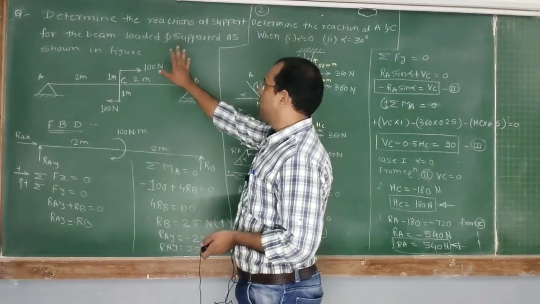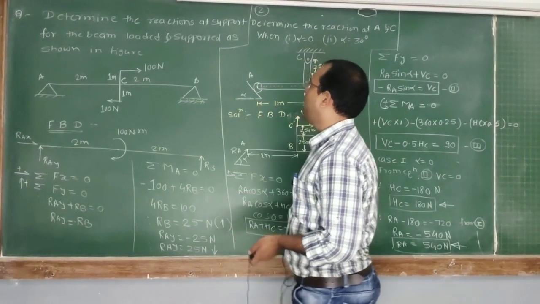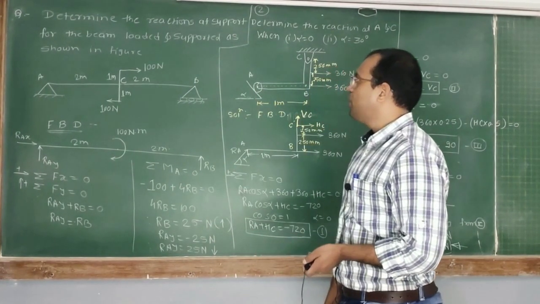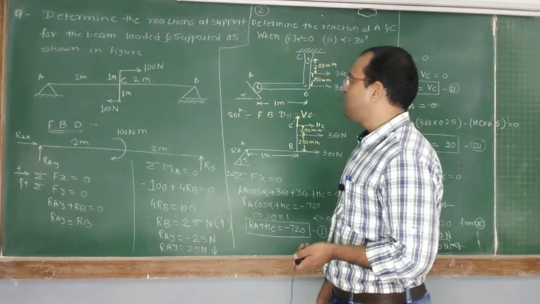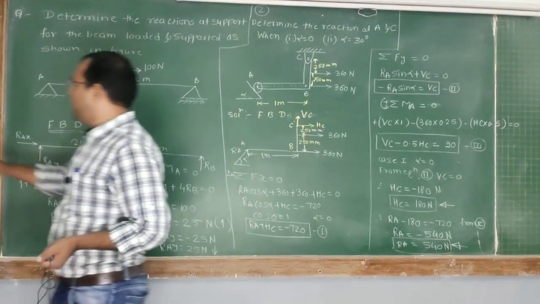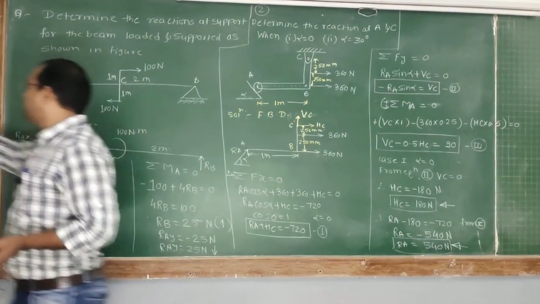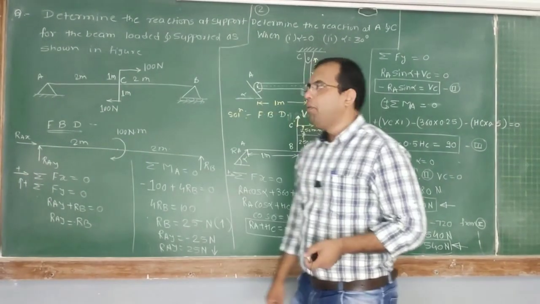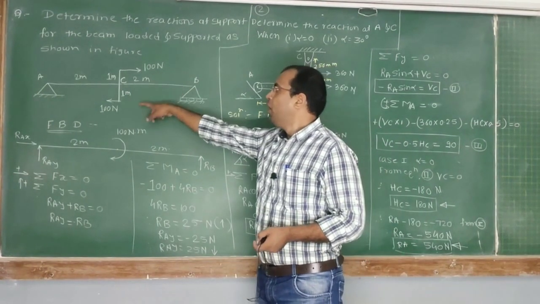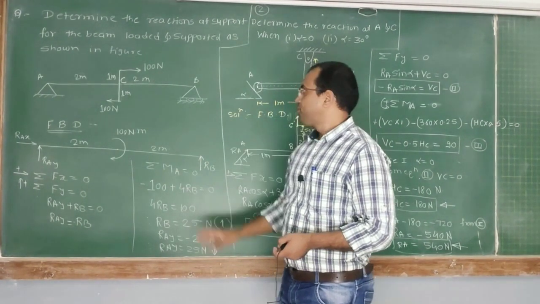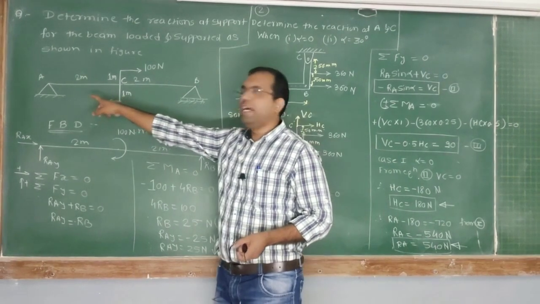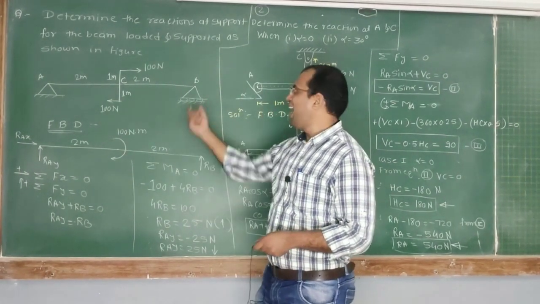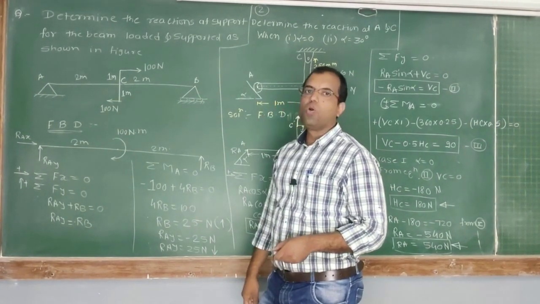The problem is stated as like that: determine the reaction at the support for the beam loaded and supported as shown in figure. So here in this figure there is one simply supported beam is given, which is subjected to the couple. So at point A there is a hinge support and at point B there is a roller support.